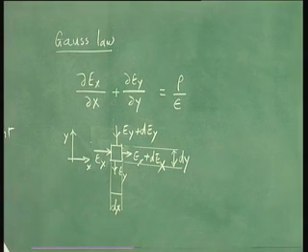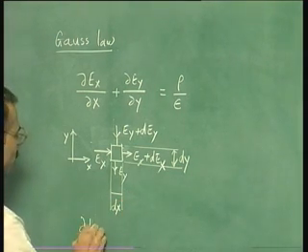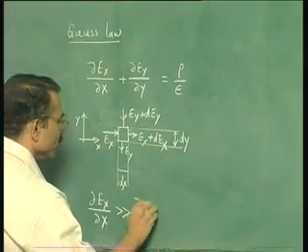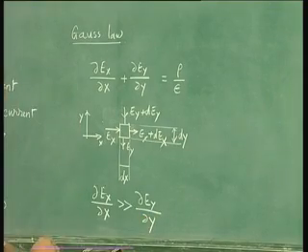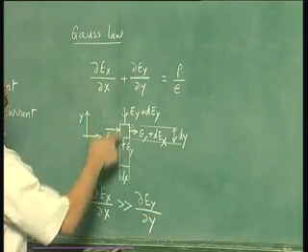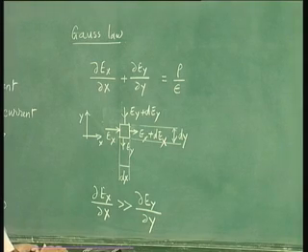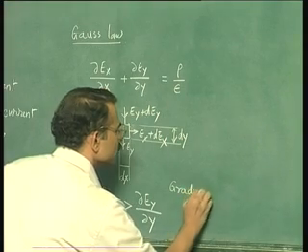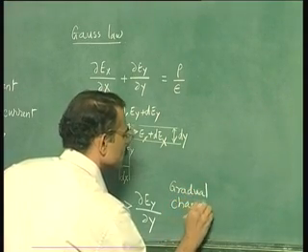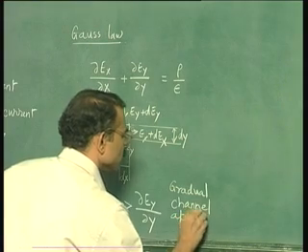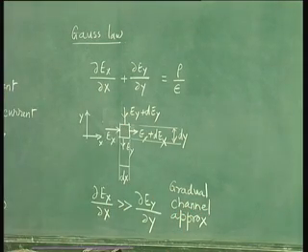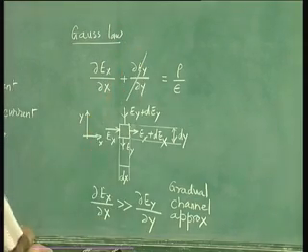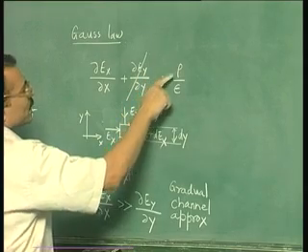The approximation we will make is that we assume dou Ex by dou x is much greater than dou Ey by dou y. The rate of change of field in the x direction is much more than the rate of change of field in the y direction. This is the so called gradual channel approximation. With this approximation, this quantity will become negligible, so you will have dou Ex by dou x approximately equal to rho by epsilon.